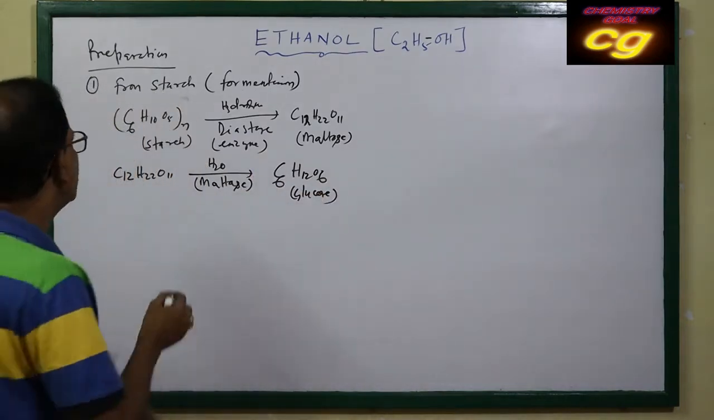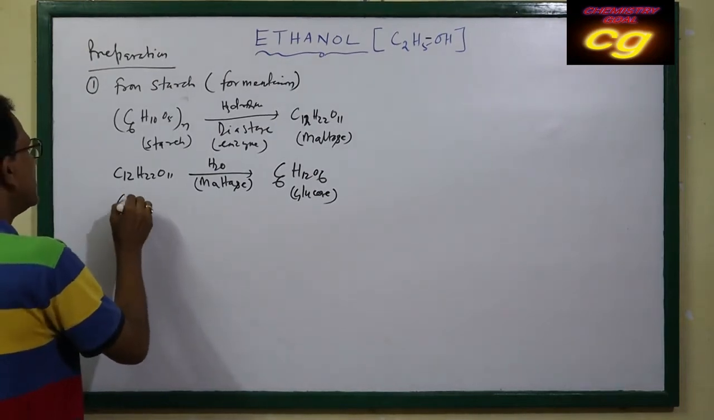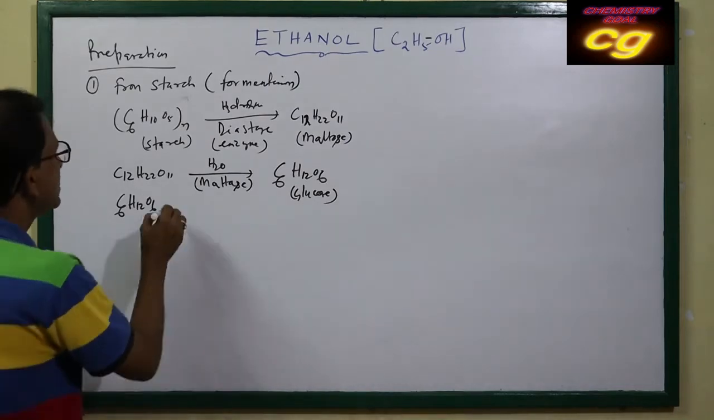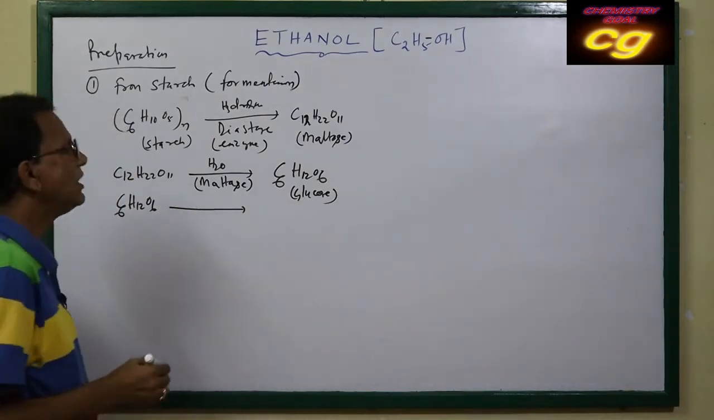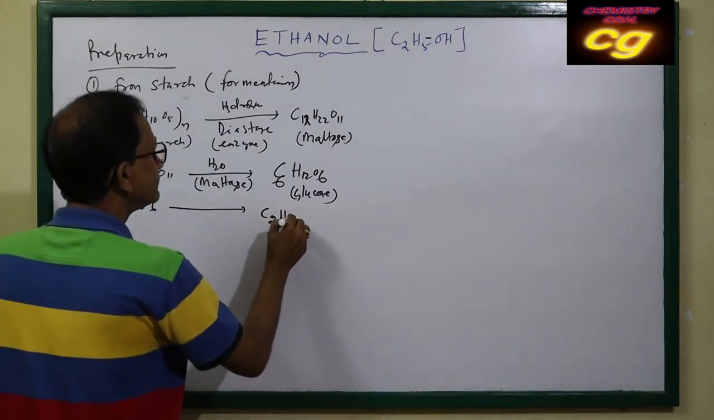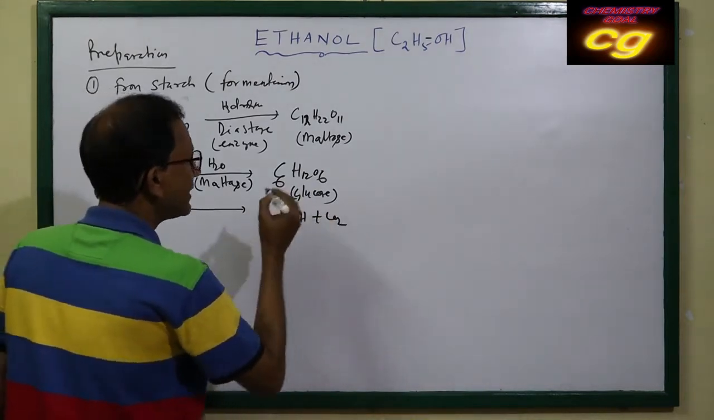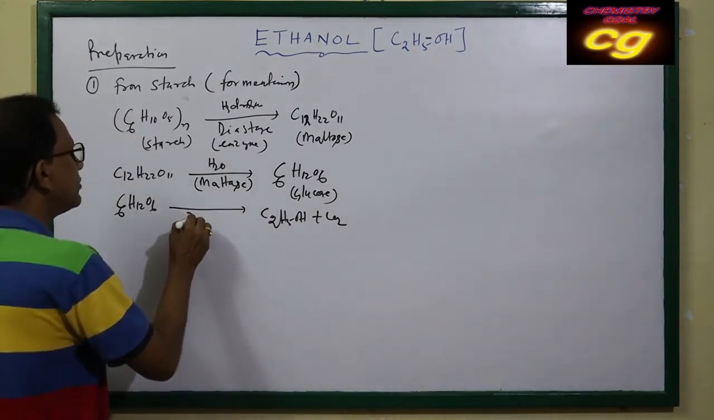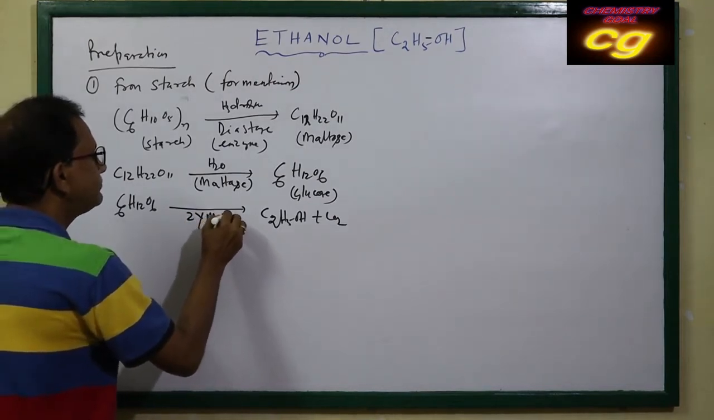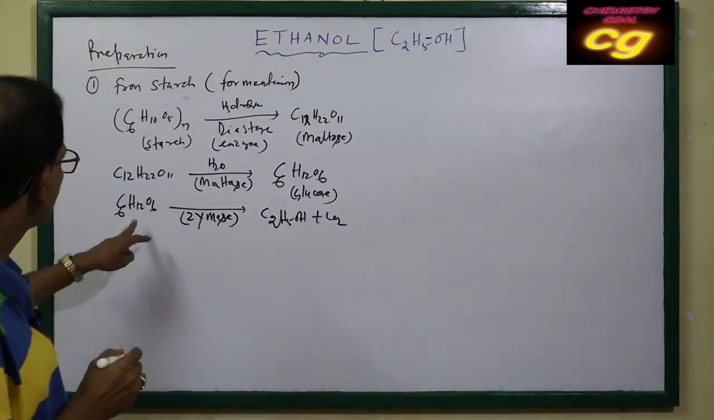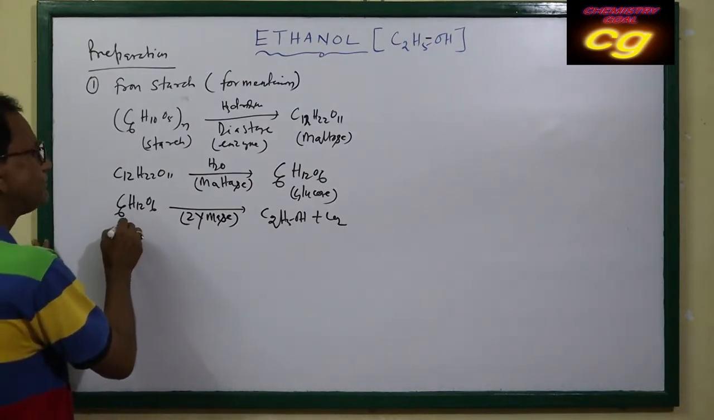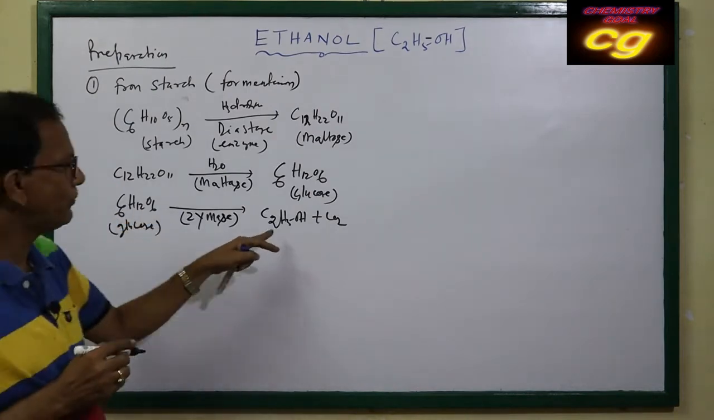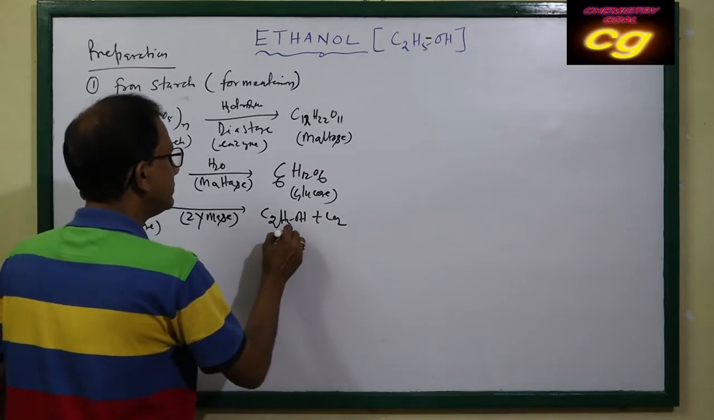Then the last step, this glucose, C6H12O6, again converts to ethanol and carbon dioxide in presence of the enzyme called zymase. So this is your glucose. Glucose converts to ethanol. This is your ethanol.